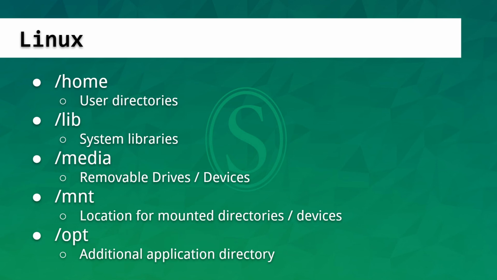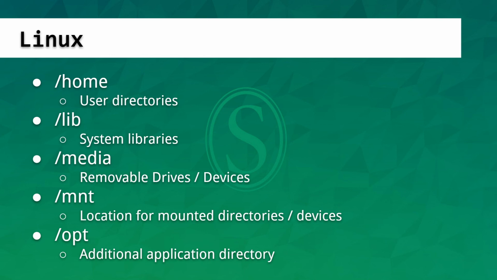/home is for user directories. /lib is for system libraries, which are common shared libraries. /media isn't necessarily forced though, for CD-ROM, USB, floppy, things like that, removable drives and devices. /mnt is a location for mounted directories and devices. So if you're mounting something from a network location, or even potentially from a media location, you can use /mnt to mount that. And that's a convention. It's not a requirement or technical constraint.